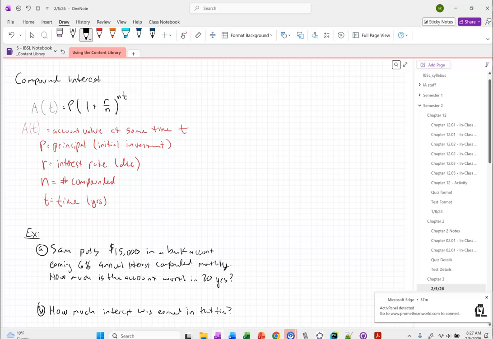P is the principal, that's the initial investment. R is the interest rate as a decimal. N is the number of compounds per year. And then t is time in years.